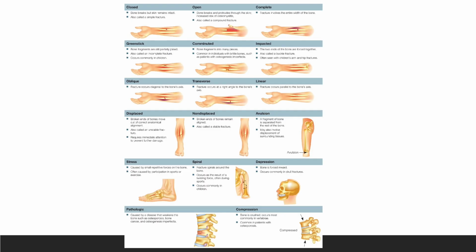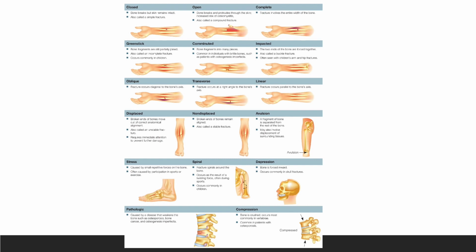So when a fracture is closed, this is usually due to breaks, but the skin remains intact. All right, so we call this a simple fracture. And when it's open, there's a fracture, but it protrudes through the skin, and there's increased risk of osteomyelitis. So later on, down the line, we're going to be talking about certain infections like osteomyelitis. Obviously, you see the word osteo. There's going to be infection because now there's skin penetration, and we usually call this a compound fracture.